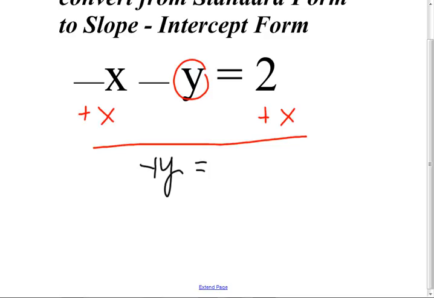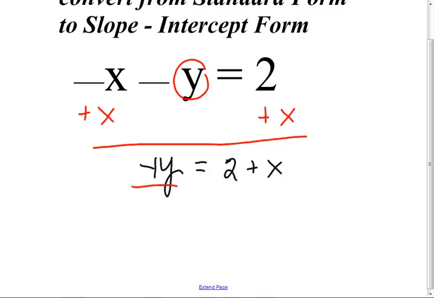Okay, what do you get now? What do you get when you add those? Matt, what do you get when you add 2 and x? How easy can you get? It's 2 plus x. Now, I don't want a negative with my y, so we have to undo that. What are we going to do?